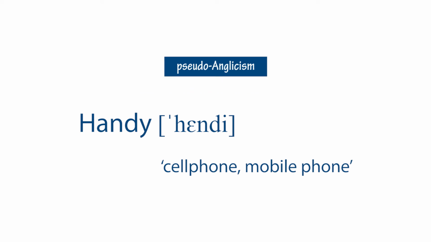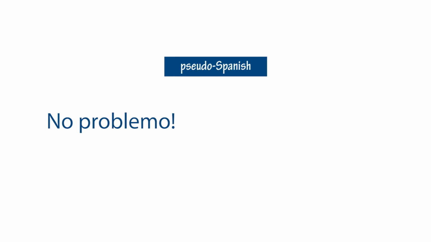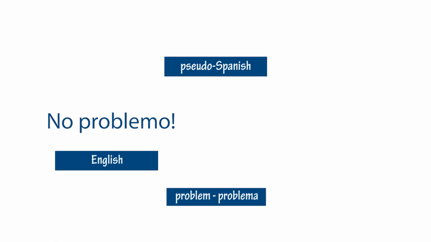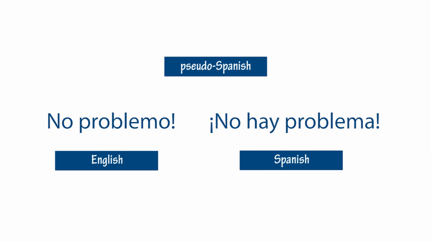So we had examples of pseudo-English, but you have examples of pseudo-whatever language. You could say that there is pseudo-Spanish in English. For example, you may hear the phrase no problemo in English, but the word for problem in Spanish is not problemo, it's problema. And then usually they don't say no problema, they say no hay problema. But in English, when they say no problemo, the whole thing is pseudo-Spanish.